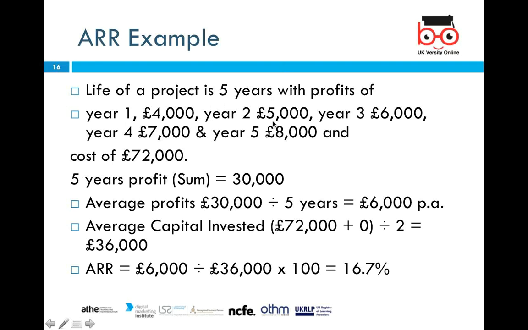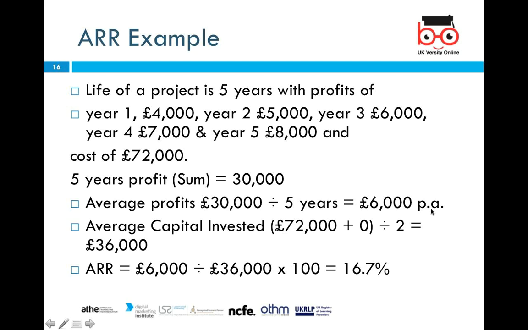The life of a project is 5 years, with profits of 4,000 in the first year, 5,000 in the second year, 6,000 in the third year, 7,000 in the fourth year, and 8,000 in the fifth year. Altogether, if we sum up these profits, the 5 years' profit is 30,000. And the cost of the project is 72,000.